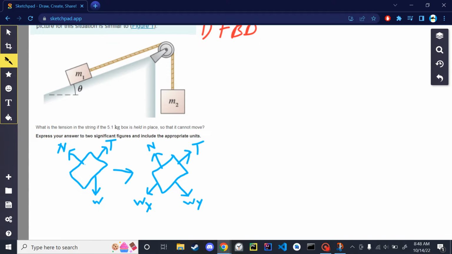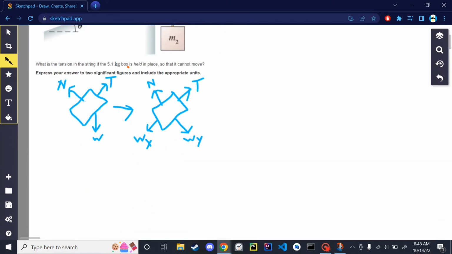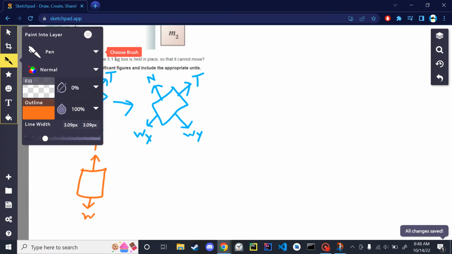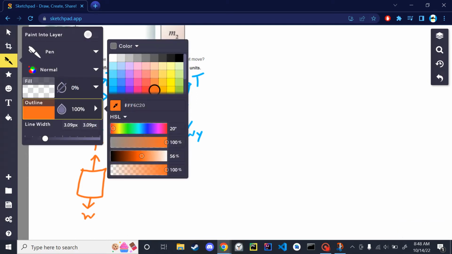And then for box 2, that's going to be easier because we don't have a tilted coordinate system. So up we got tension, and down we have weight. There we go. That's all the forces acting on block 2.